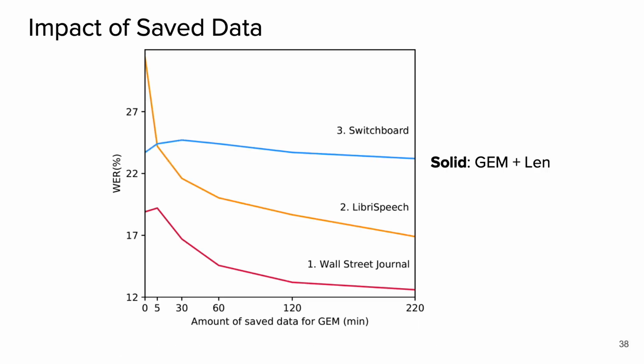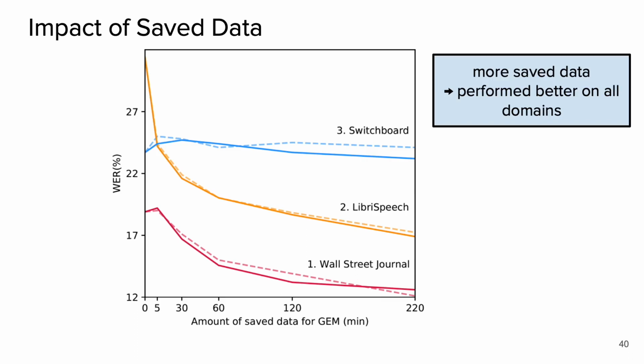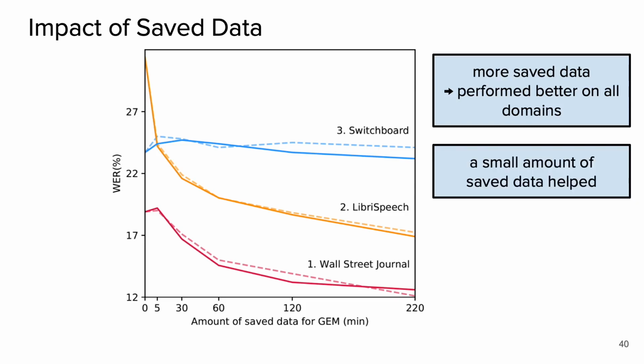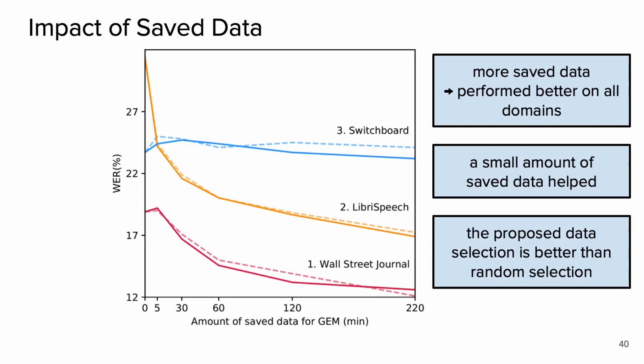The solid curves here use the proposed data selection method, and the dotted curves are the results without the proposed data selection. First, with more saved data, the ASR model performed better on all datasets. So it's clear that a small amount of data helped. Also, the proposed data selection is better than random selection.